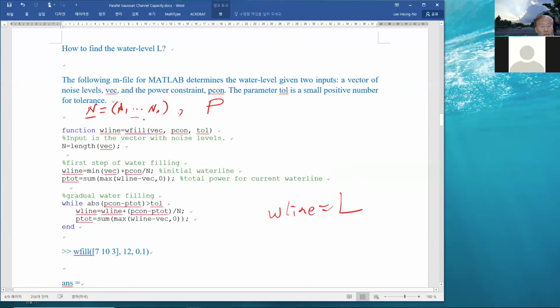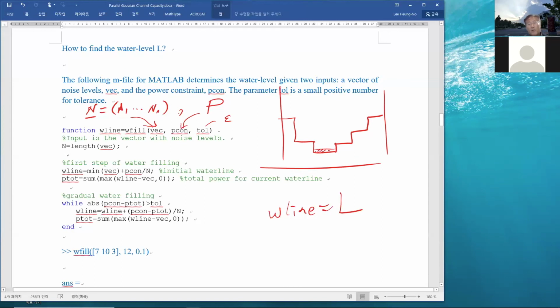So this noise level is given to you, the power budget is given to you, and the tolerance is some small number for convergence. If the difference of the approximation comes within tolerance, you stop. Basically, you find the water level by pouring water into the noise floor. When the total amount of water is small, you are only utilizing the best channel.